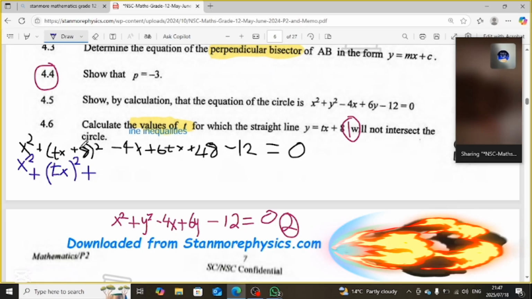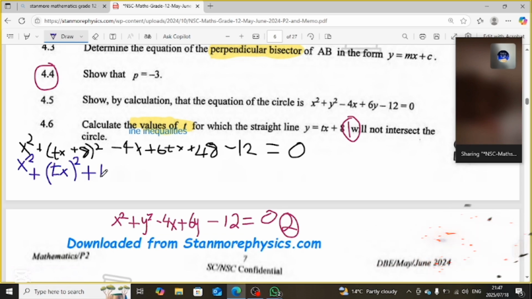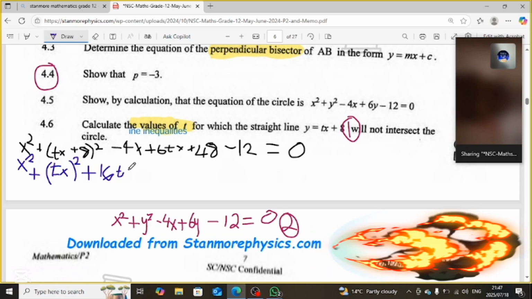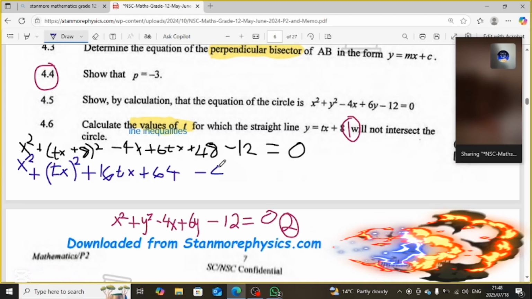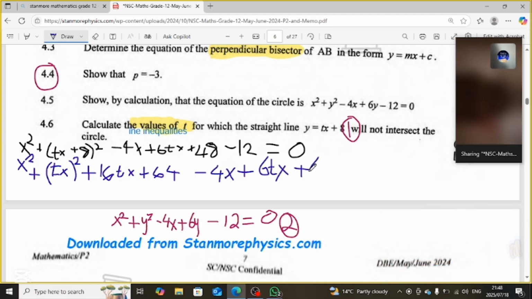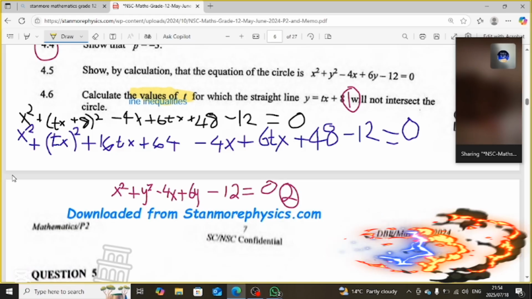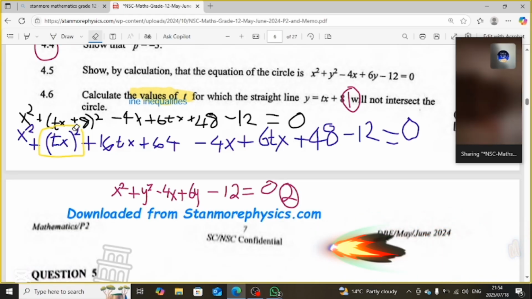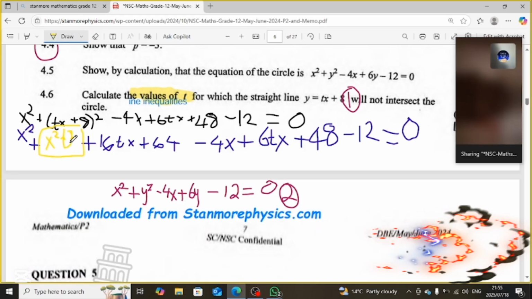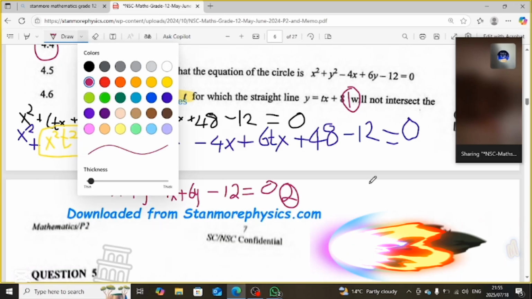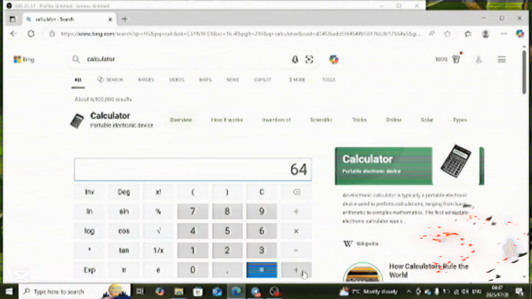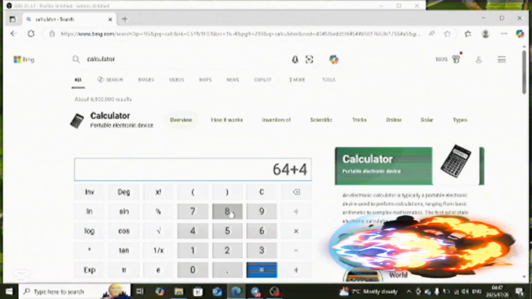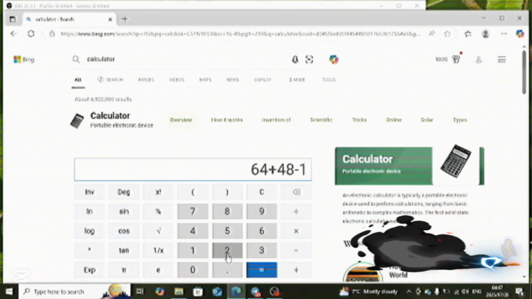Now let's continue our expand and simplify process. (tx) all squared plus 16tx plus 64, minus 4x plus 6tx plus 48 minus 12 equal to 0. Now let's use the law of exponents on (tx) all squared, giving us x squared times t squared. Considering the constants, plus 48 minus 12 plus 64, and punching 64 plus 48 minus 12 on your calculator, you will then find the answer to be 100.